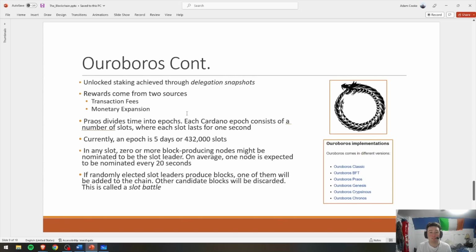So you're allowed to, during those 5 days, transact and do whatever with your stake because it's unlocked. And whatever your current stake is and wherever you're staking during the next snapshot, that'll be your stake for the next epoch, for the next 5 days, and so on.